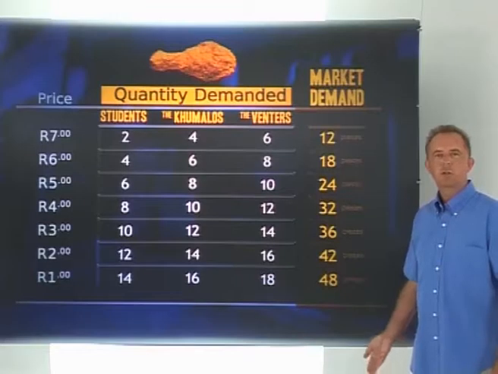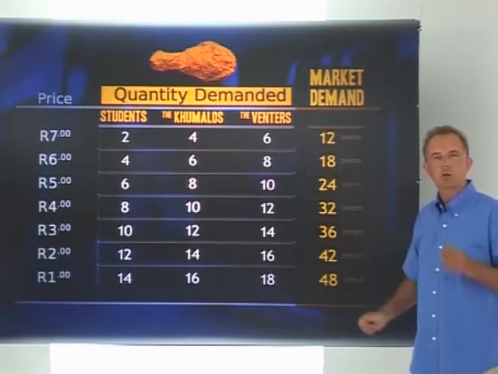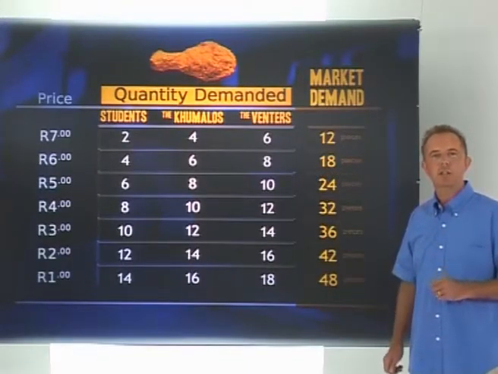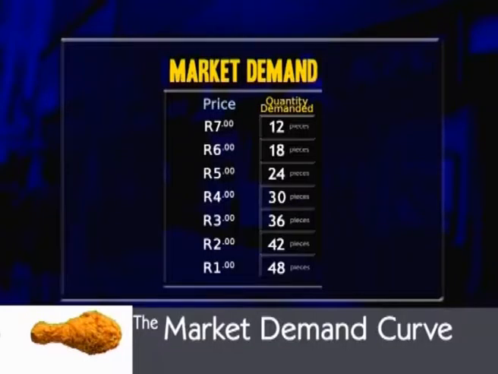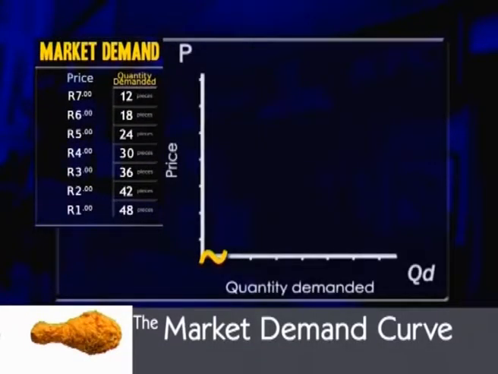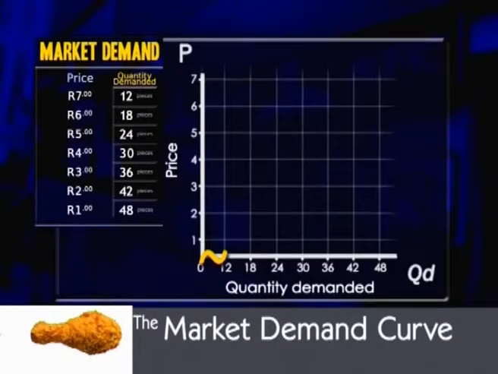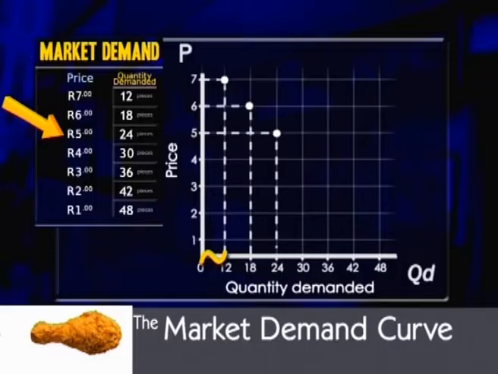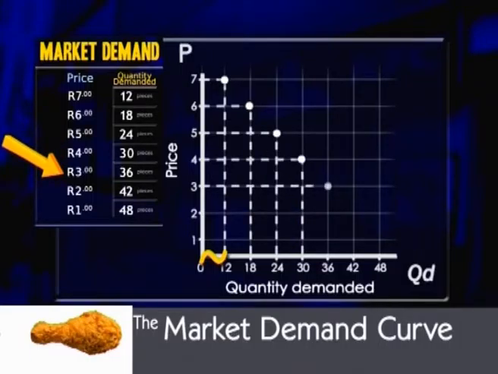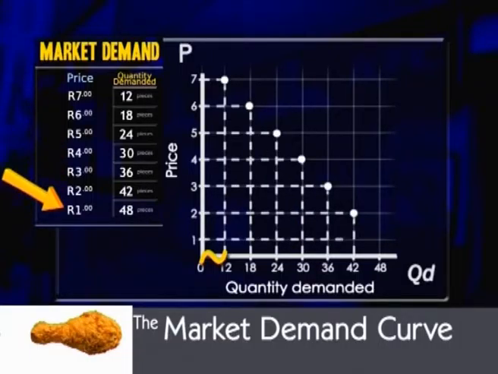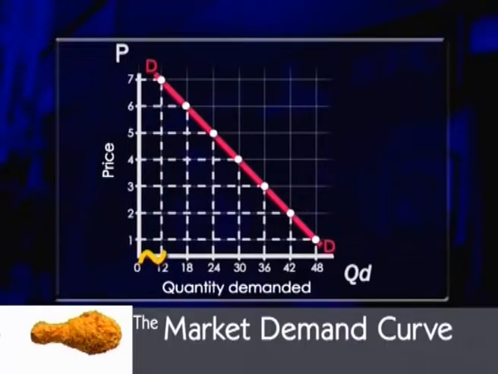So now you must use this information to draw the market demand curve for fried chicken pieces. So at a price of R7, we see that the total quantity demanded is 12 pieces. At R6 it's 18 pieces, then R5 24 pieces, then 30, 36, 42, and finally at R1 48 pieces. Joining all these points together gives us our market demand curve.